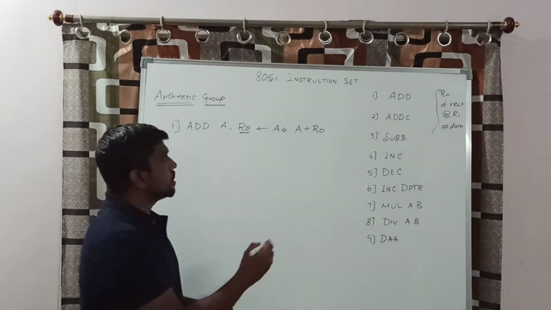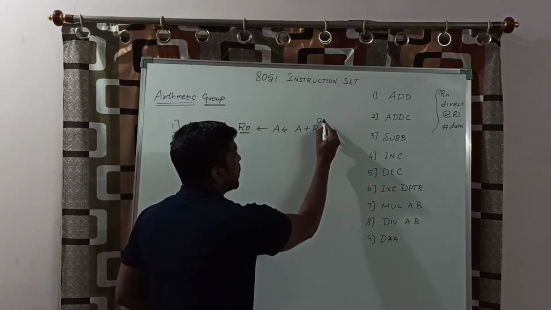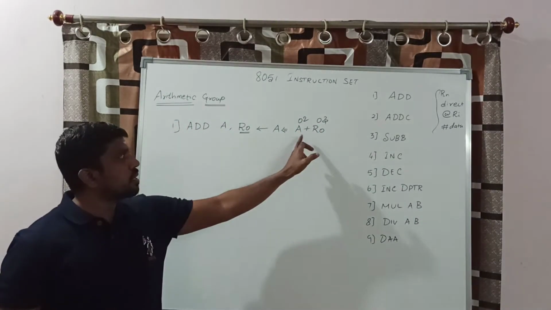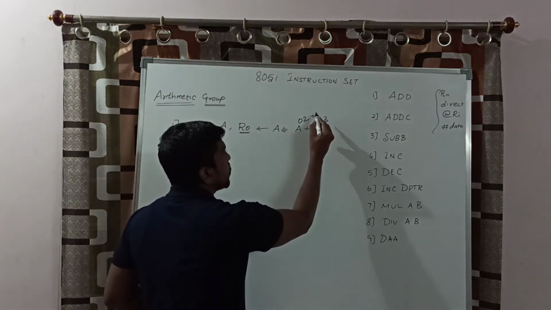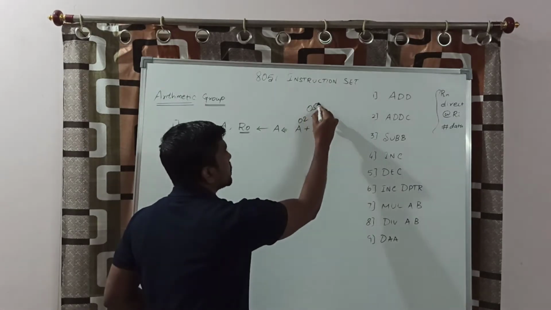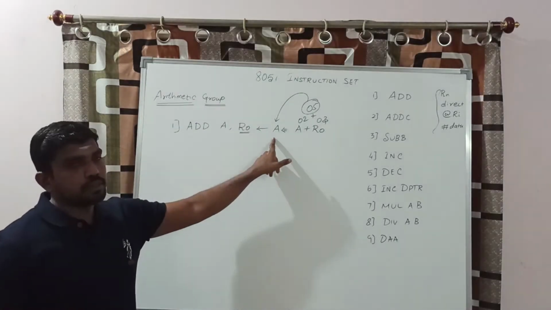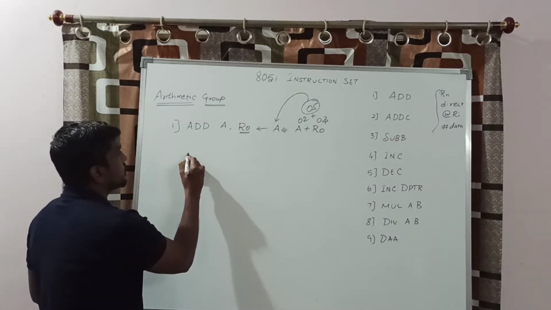R0 is a register. This register holds one 8-bit value, 03, and the accumulator content is 02. Just adding the two register contents, 02 plus 03, the final result is 05. This content is stored in the accumulator. So that is the first possibility of the addition instruction.